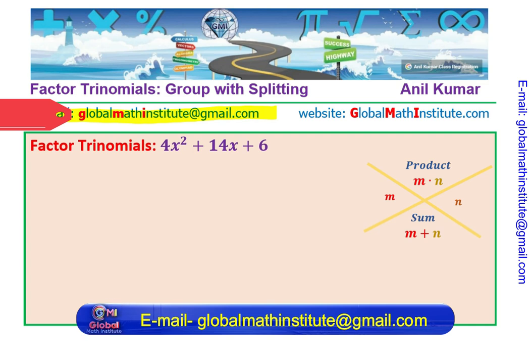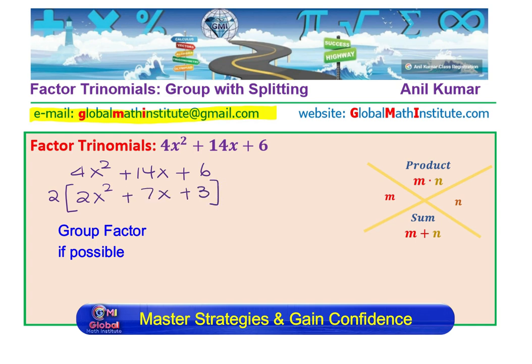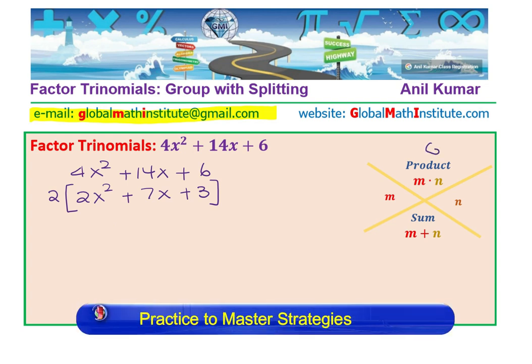Now, as you can observe, we have some common factors here also, right? So we have 4x squared plus 14x plus 6. Again, 2 is common, so we can take 2 outside. We're left with 2x squared plus 7x plus 3. Now what is the product? Well, the product is 2 times 3, which is 6, and the sum is 7. And everything is positive in this case.